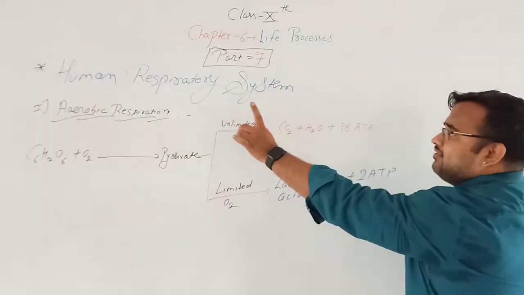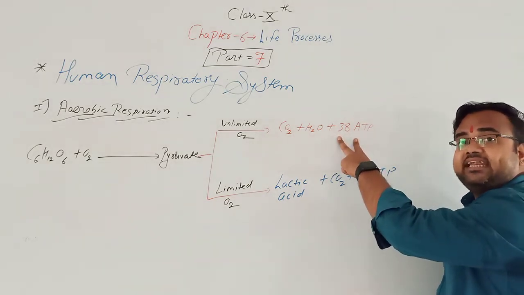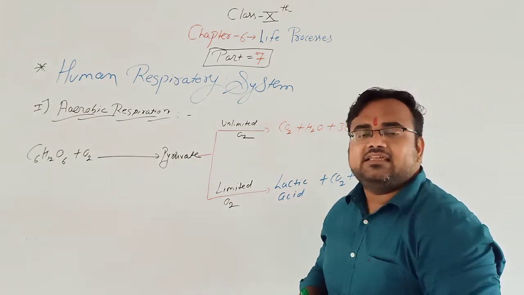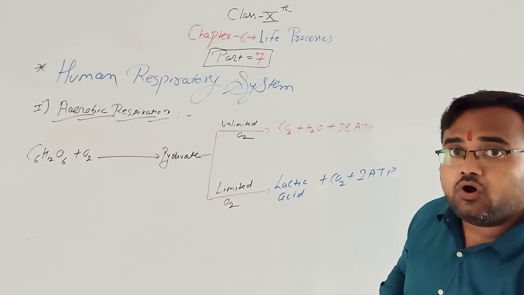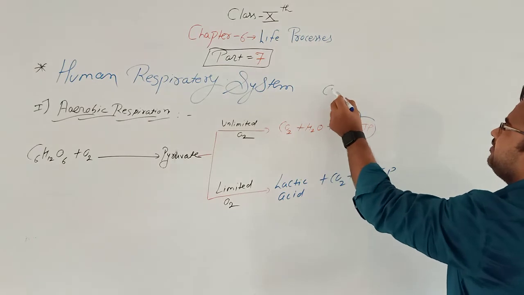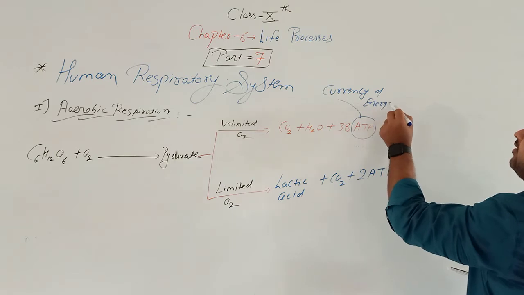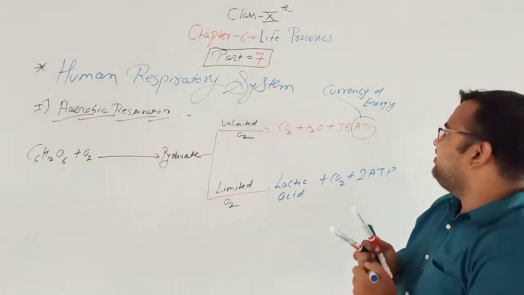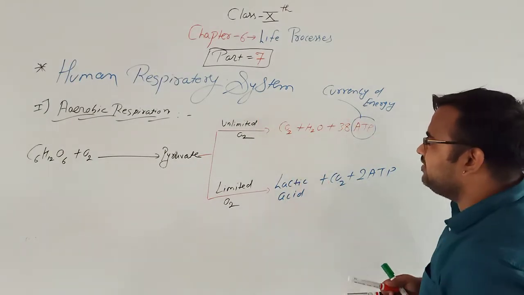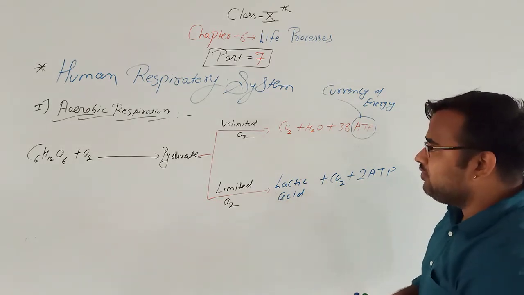Here, since unlimited oxygen is present, the energy released is more, that means 38 ATP. As I have explained, ATP is the unit of energy. ATP is a form of energy, also known as the currency of energy. So 38 ATP is a large amount of energy when there is unlimited oxygen, and only 2 ATP is a small amount of energy when there is a limited amount of oxygen.